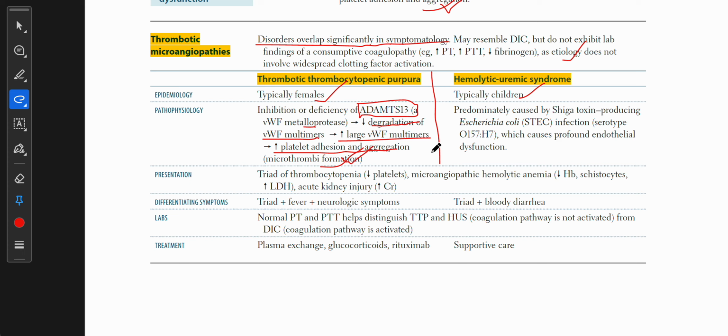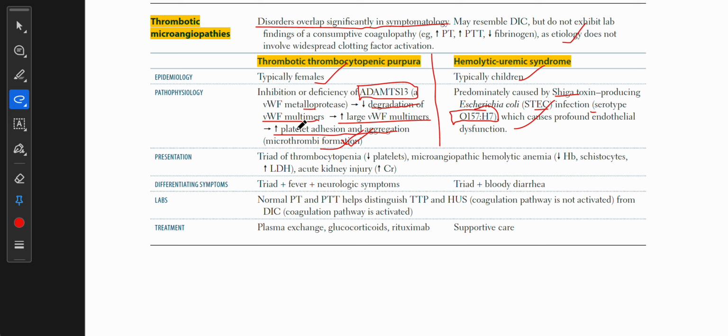And then the pathophysiology in HUS is predominantly caused by Shiga toxin producing Escherichia coli, as I have talked earlier, that is STEC infections like serotype O157:H7. Not all serotypes of Escherichia coli, but the O157:H7 strain or serotype is very harmful, which will cause profound endothelial dysfunction.